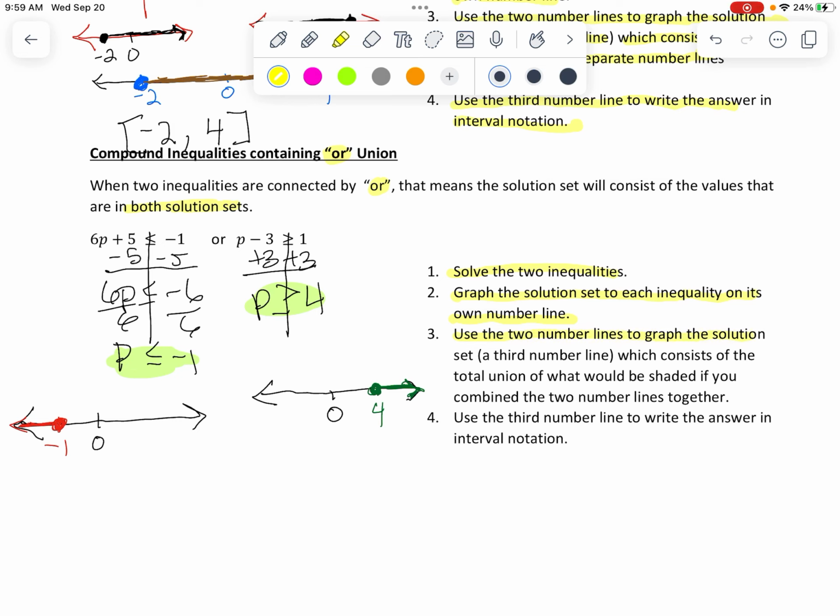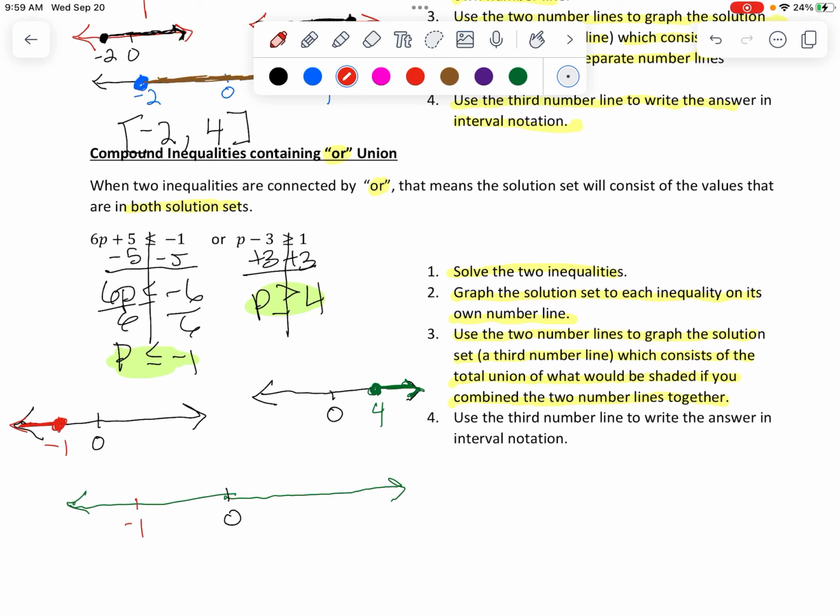Use the two number lines to graph the solution set of the third, which consists of the total union of what would be shaded if you combine the two number lines together. So now I'm going to draw my third number line. Man, my lines are not straight. Okay. And then I'm going to identify 0.